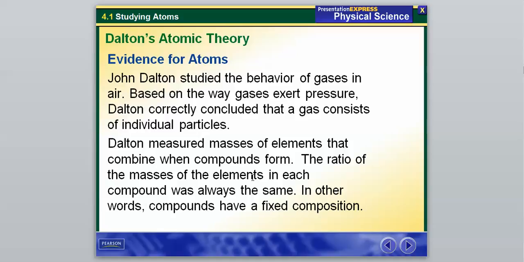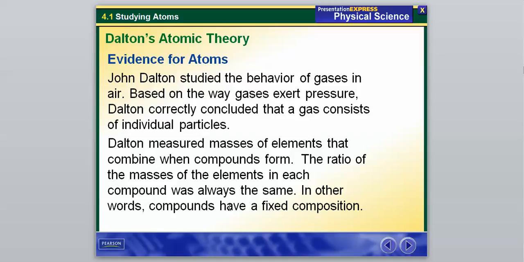So when hydrogen and water combined together, for example, he would say that there's always the same amount of hydrogen, there's always the same amount of oxygen, and they're always attached in the same way. No matter how many water molecules there are, whether there's one or a million, every single one of those compounds is going to be attached in the exact same order, and it's going to have a fixed composition. So in other words, compounds have a fixed composition.